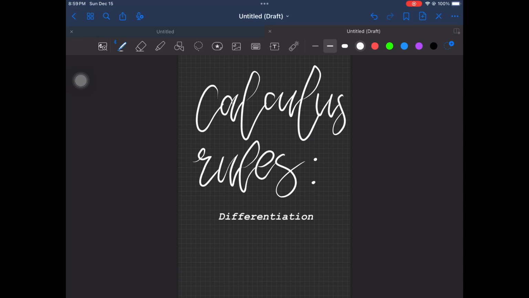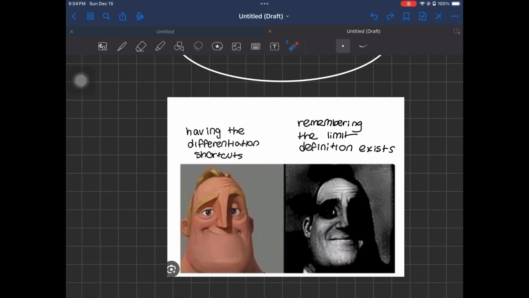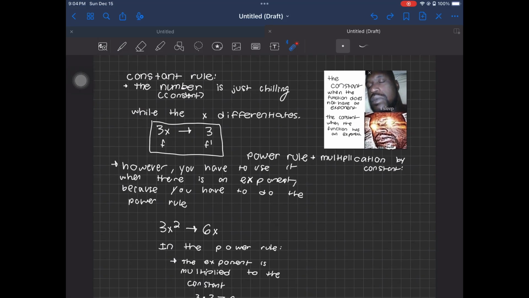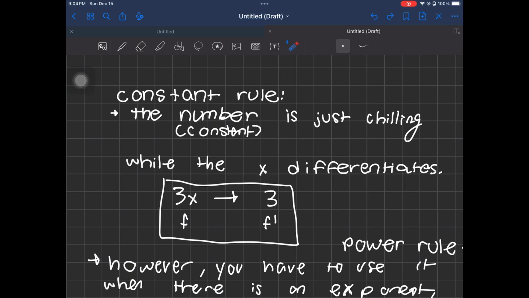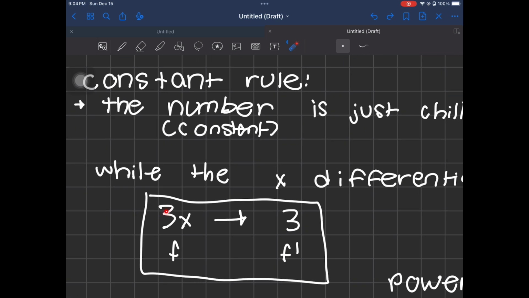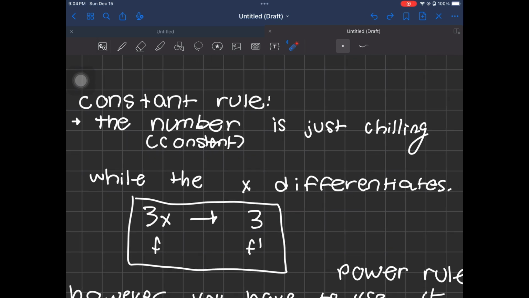Today we're going to study calculus rules. So here's our first rule. Our first rule is when f has 3x, the derivative will always be 3. It's multiplying the same, so the number will always be the same here. The number doesn't change. The number just chills. Well, the x is the one that has to do all the differentiation.